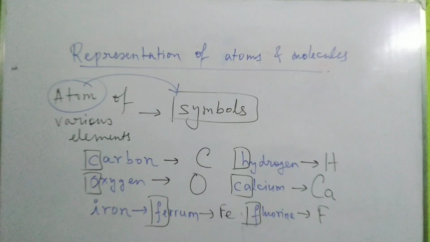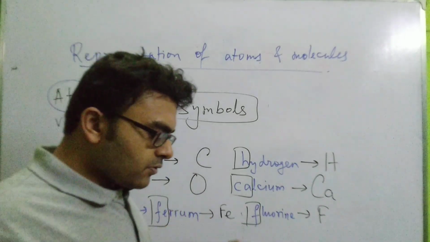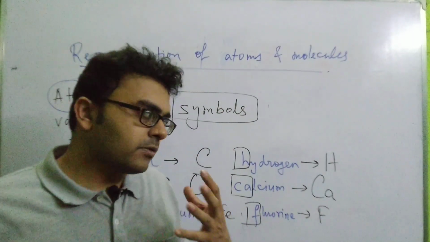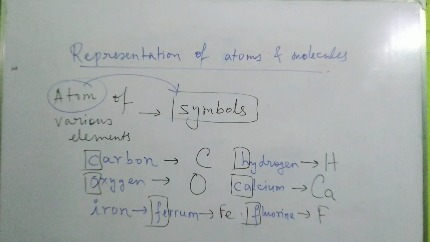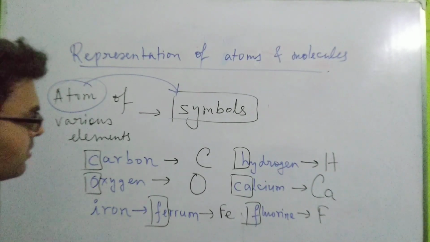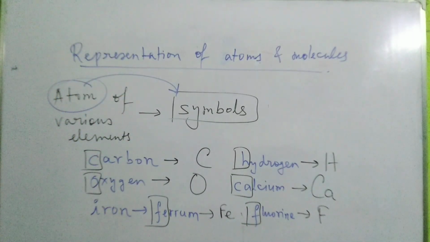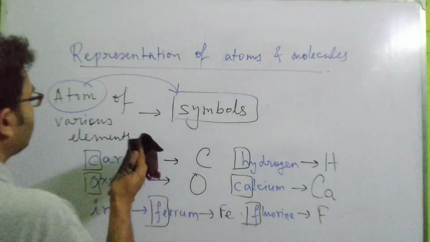Now, how are the molecules represented? When molecules are formed, what happens? Atoms combine. In case of hydrogen, two hydrogen atoms combine to form a hydrogen molecule. When you are representing the molecule, it is said to be the formula. The formula represents the molecule of that particular element and it's called the molecular formula.